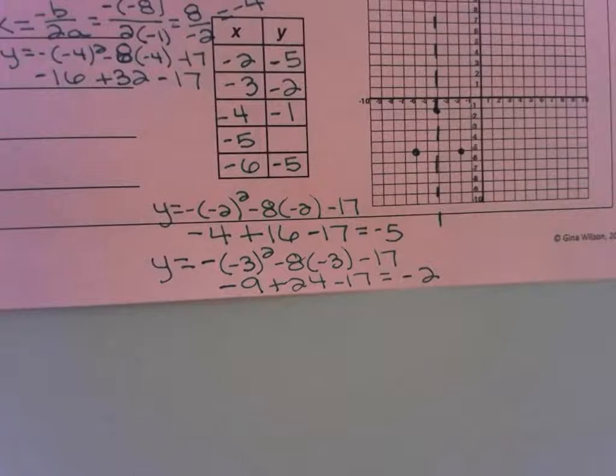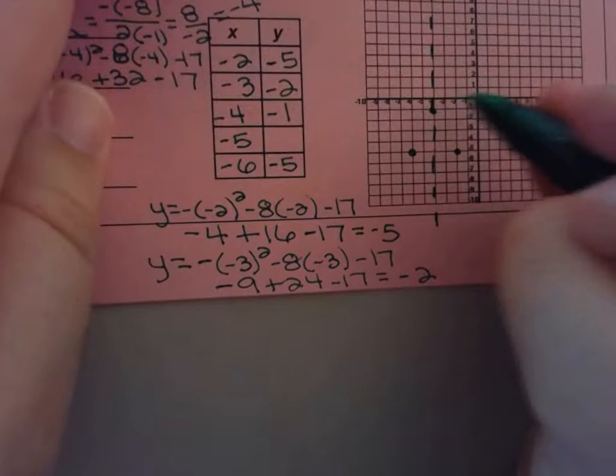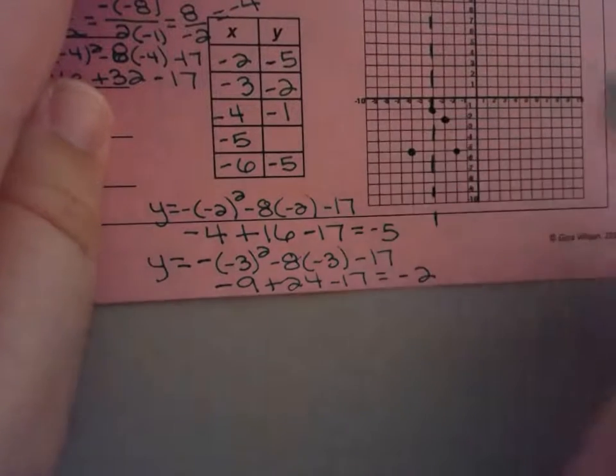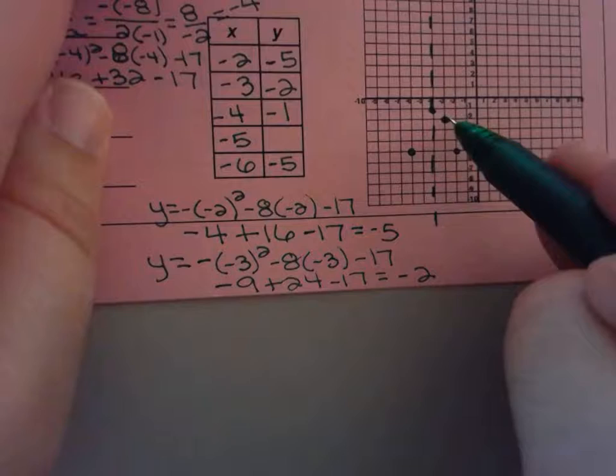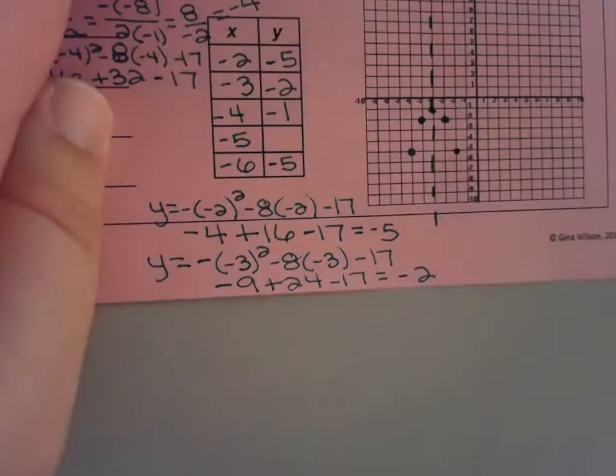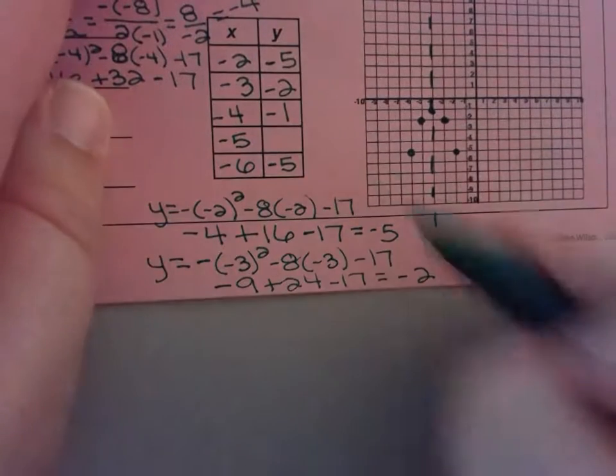What does symmetry mean? Symmetry is the same on the left and right. That's all it is. If I went 2 to the left, I have to go 2 to the right. So let's graph negative 3, negative 2. I go left 3, down 2. There's that point. Now, use symmetry. If I went 1 to the right, I have to go 1 to the left, which will be negative 5, negative 2.